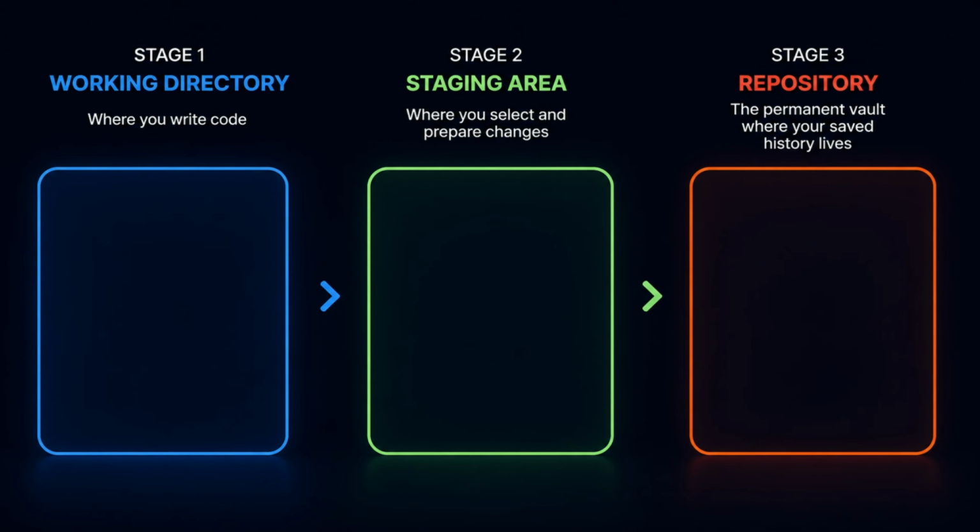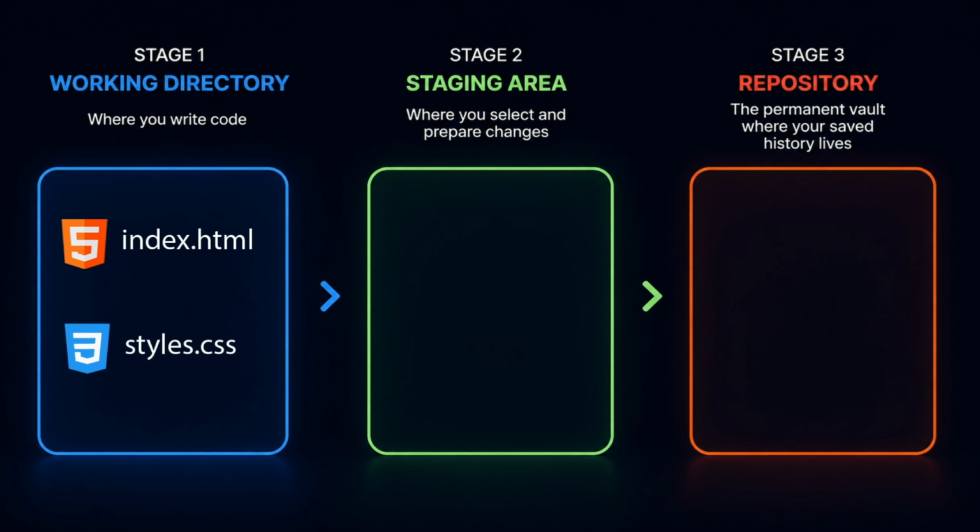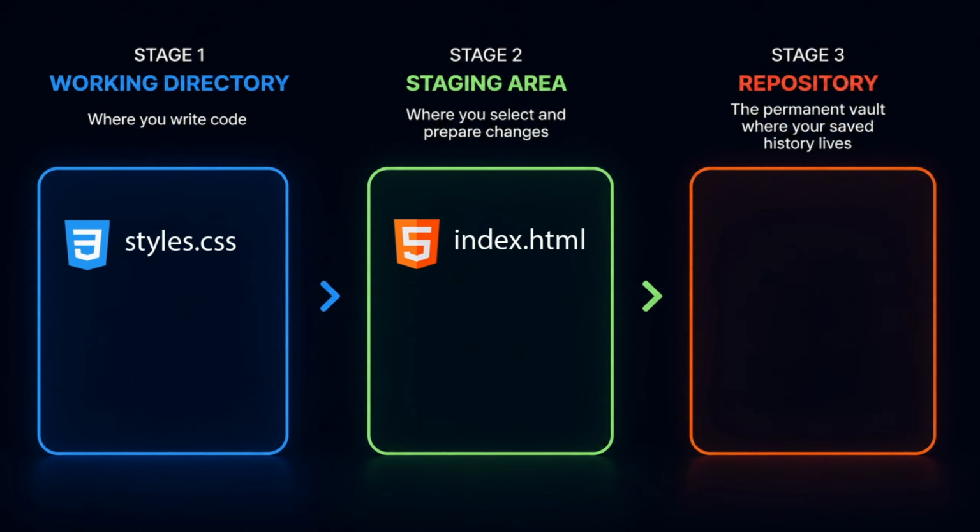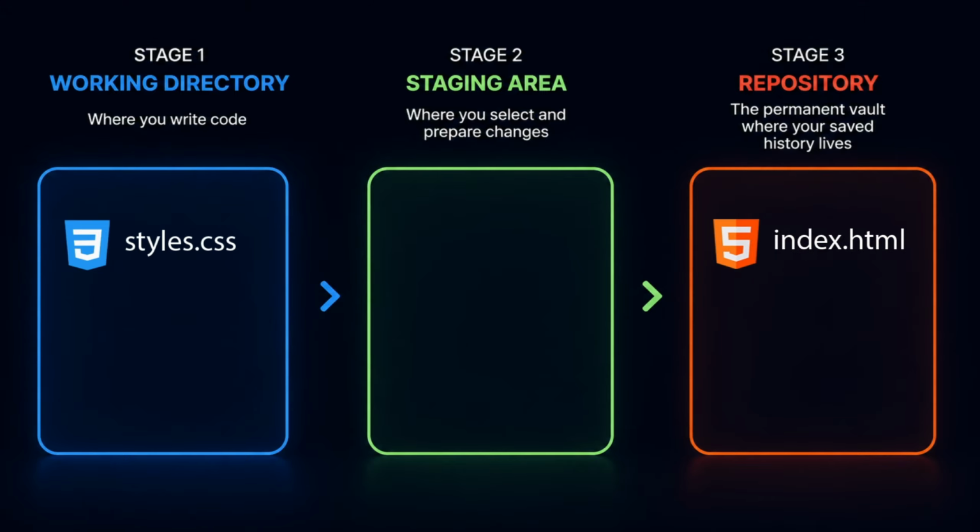Before we touch the keyboard, let's quickly review the 3 stages of Git. Stage 1, your working directory, where you write code. Stage 2, the staging area, where you select and prepare specific changes. And Stage 3, the repository, the permanent vault where your saved history lives.